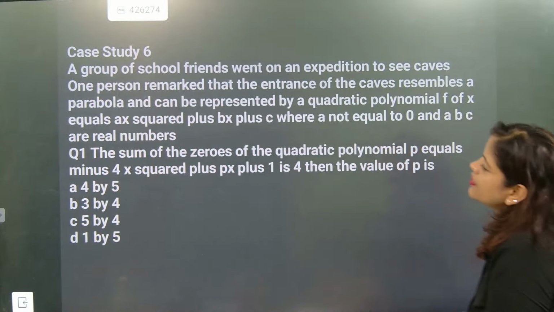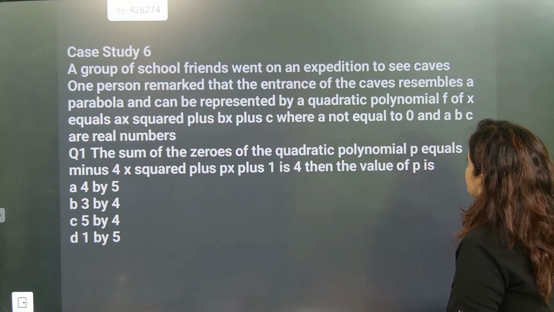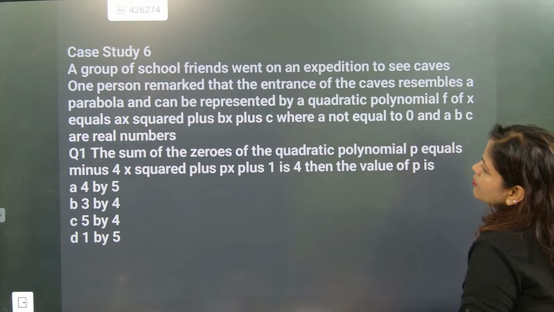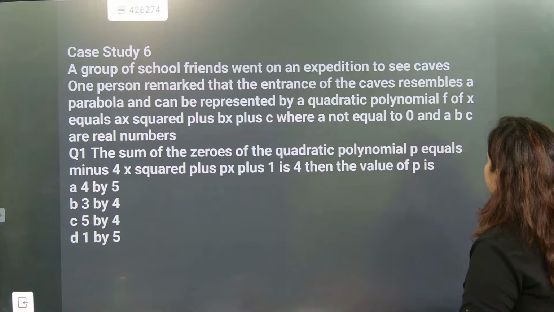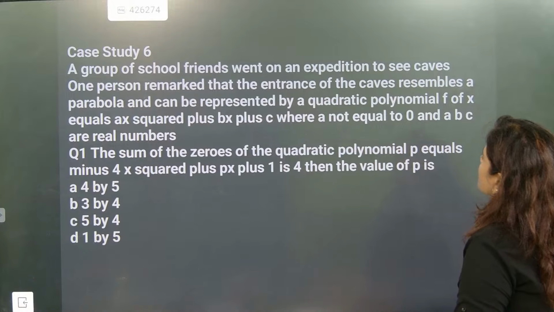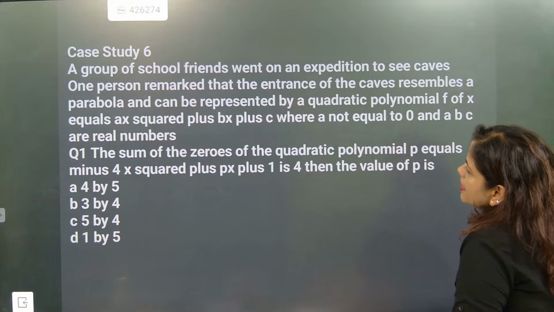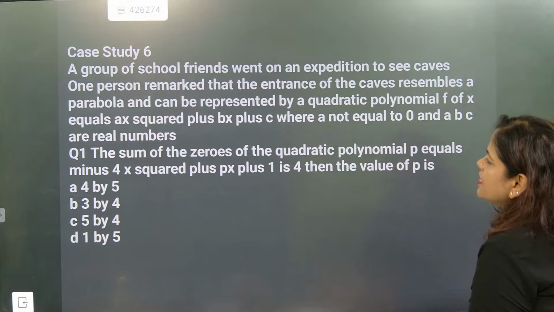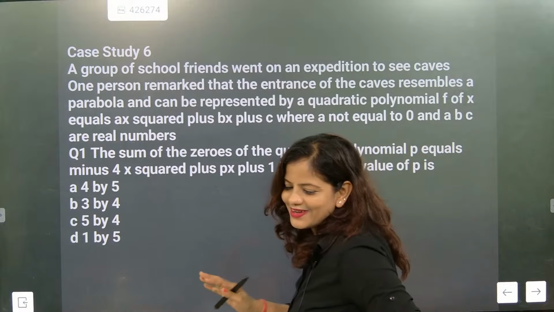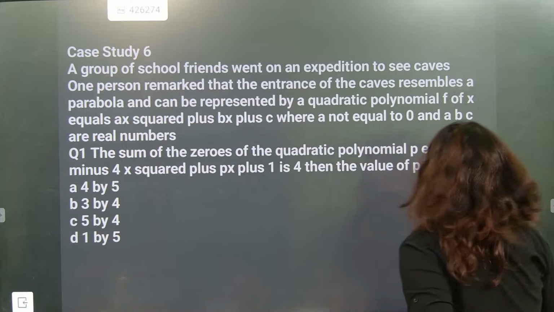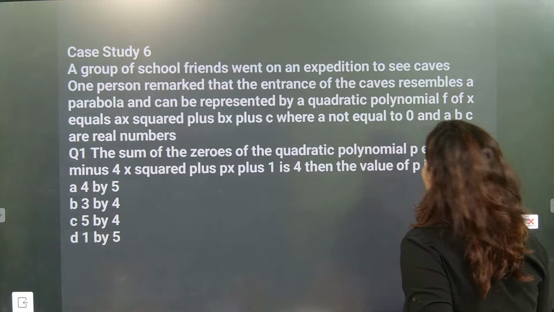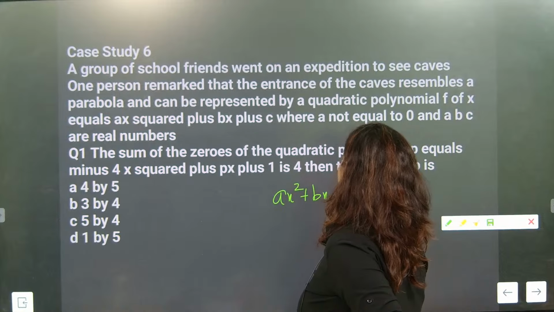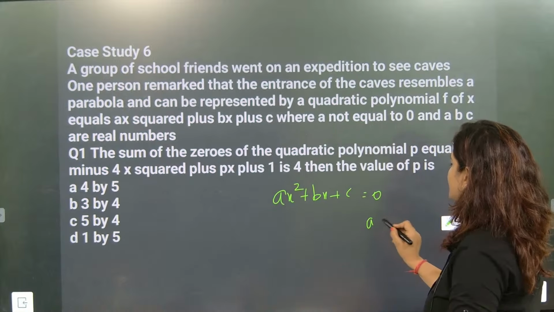Okay, beta. So now read. A group of school friends went on an expedition to see caves. One person remarked that the entrance of the cave resembles a parabola and can be represented by a quadratic polynomial p of x equal to ax square plus bx plus c, where a is not equal to 0 and a, b, c are real numbers. So that's the equation written in standard form. They have told that the equation looks like this: ax square plus bx plus c equal to 0 and a is not equal to 0.